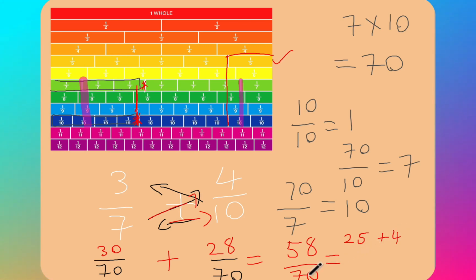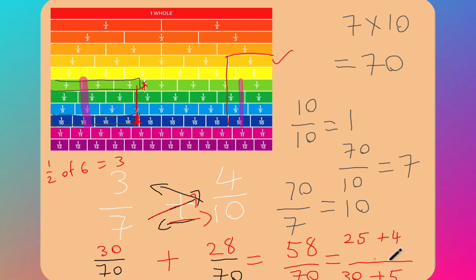We know half of 70 because we know that half of 60 is 30. If we can think about that, half of 6 is equal to 3. So we know that half of 60 is 30. And then half of 10, we know half of 10 is 5. So we're going to write that down.